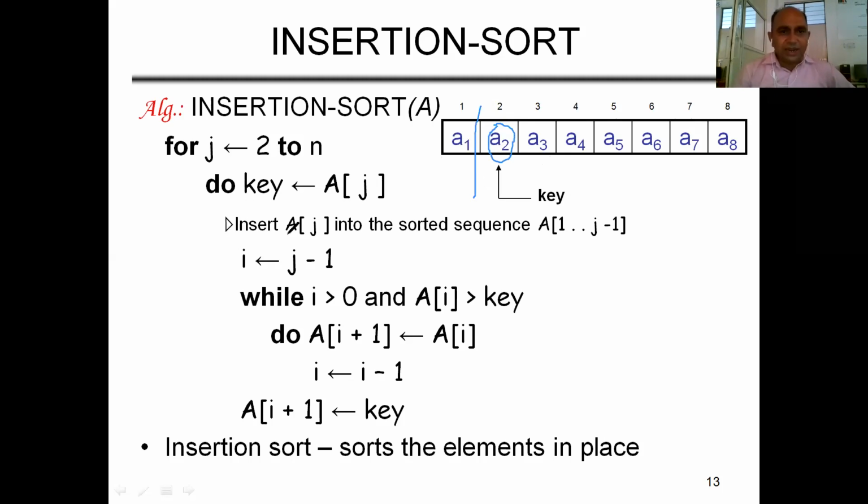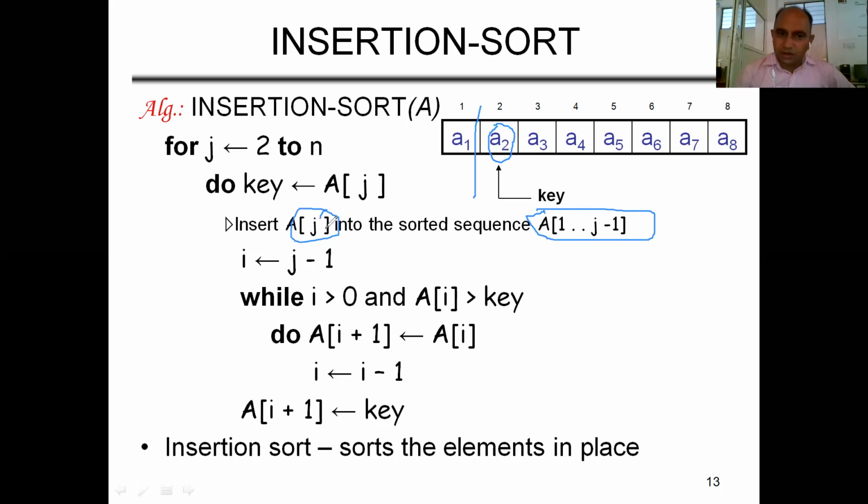Here is a comment line: insert aj into the sorted sequence a[1..j-1]. It means our left array is already sorted, this is representing the left array, and the key value is represented by aj. So we have to insert our aj value in this already sorted array.